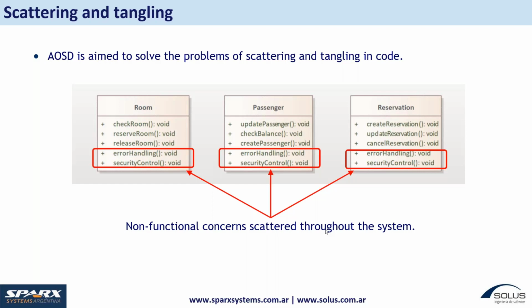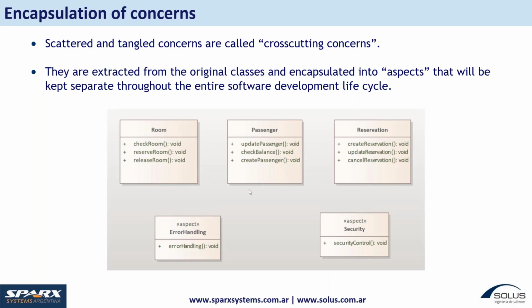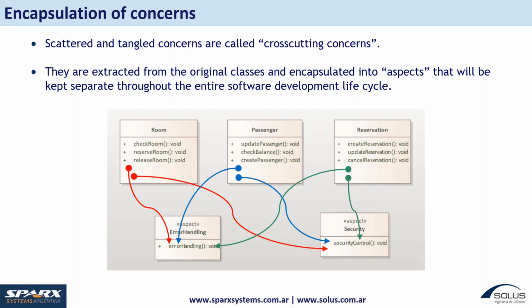This problem, which in general we call spaghetti code, is solved by this approach, because aspect-oriented software development takes out these methods and encapsulates them into new elements called aspects. As you can see in the next slide, we have the previous classes without the scattered and tangled methods. These methods were encapsulated into new elements. These new elements are stereotyped as aspect. And the methods were taken out and put into these new elements called aspects. So in an aspect-oriented world, we will have classes and aspects.